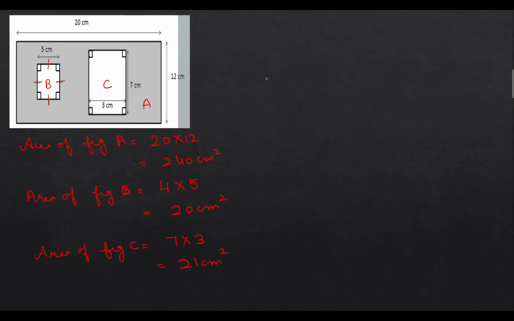How will you find out the area of the shaded part? Area of shaded part will be equal to 240 minus 20 minus 21 centimeter square. First of all, from 240 you have to subtract 20. 240 minus 20, you will get 220. Out of this, subtract 21 centimeter square, and you will get 199 centimeter square. This will be the area of the shaded part.